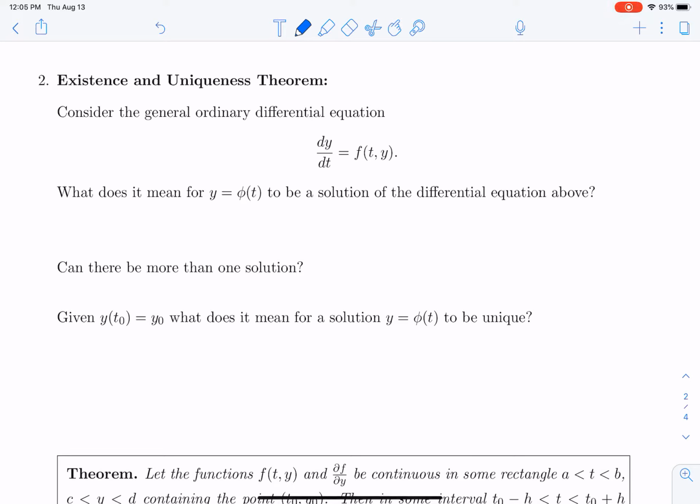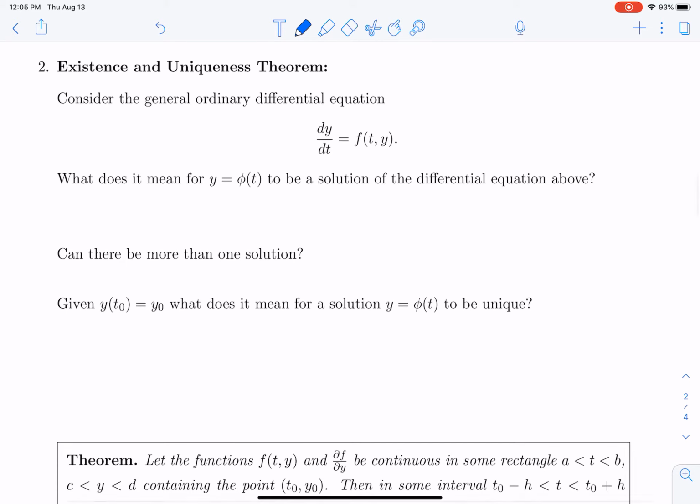Okay, so let's talk about a general ordinary differential equation. In this case, dy/dt equals f(t, y). So what does it mean for y to be a solution? I'm going to let y be some function, we'll call it phi(t). Now, I'm going to write y as this function phi(t) because I'm thinking about y as being the solution and phi(t) as being the formula for the solution.